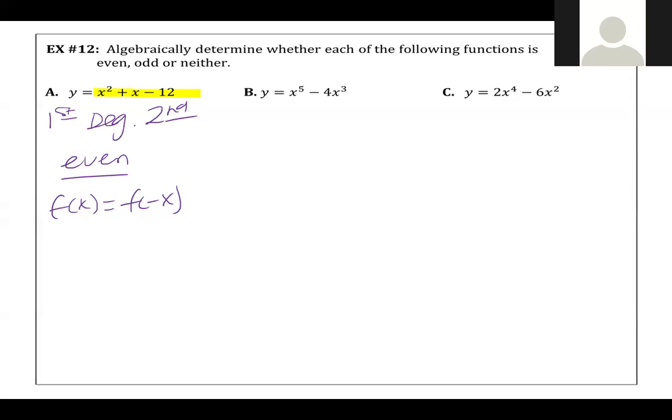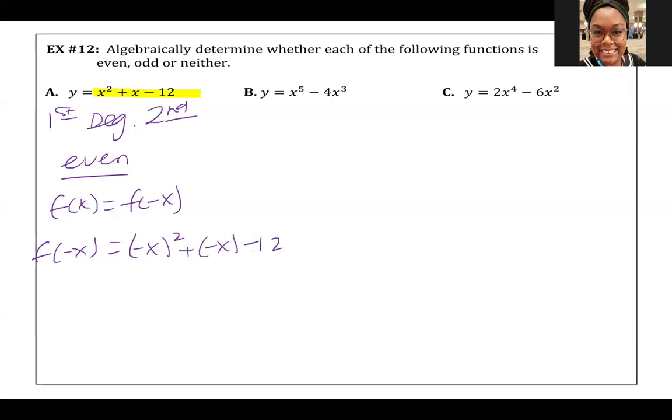If I do, then it's even. If I don't, then it's neither. Make sense? Okay, so we're going to find f of negative x. So f of negative x equals, everywhere there's an x, I'm plugging in a negative x. So we have negative x squared plus negative x minus 12.